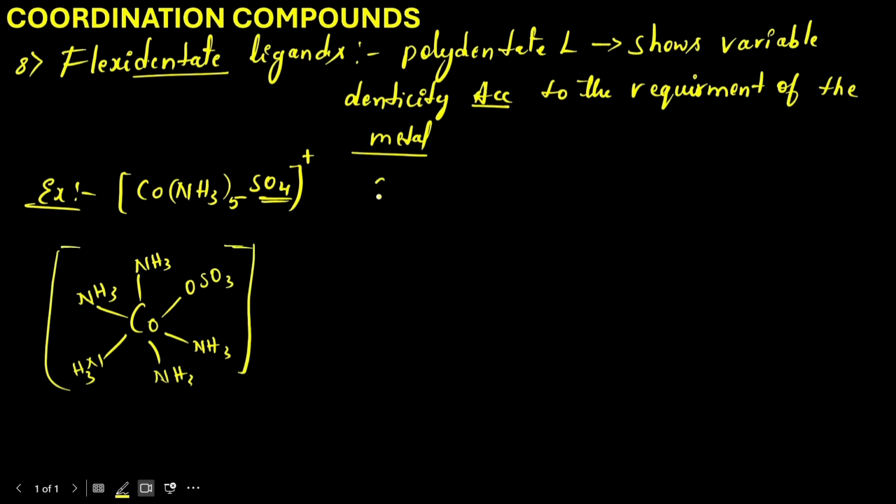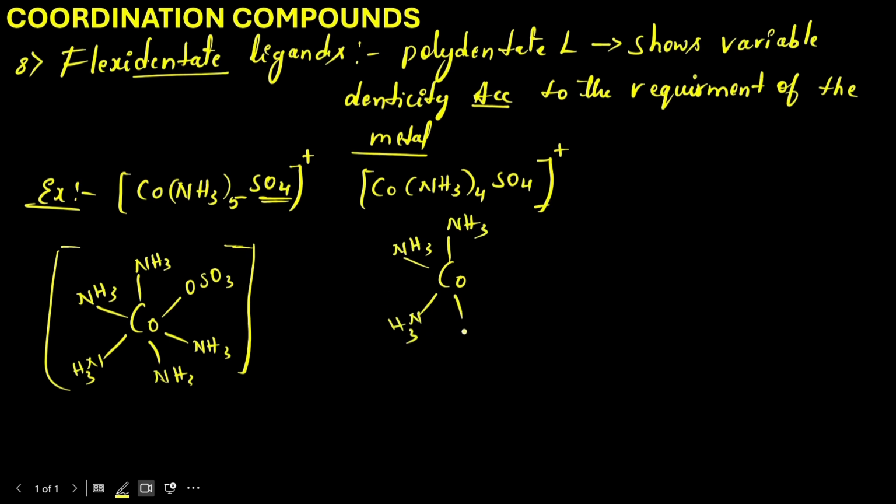We will take another coordination compound, that is Co(NH3)4SO4, with a positive charge here. If you write the structure of this coordination compound, what will be the structure? Here Co is attached to 4 NH3 ligands, here NH3, and here oxygen single bond sulfur, here oxygen single bond, here double bond O and here double bond O. In this case, this is the structure.